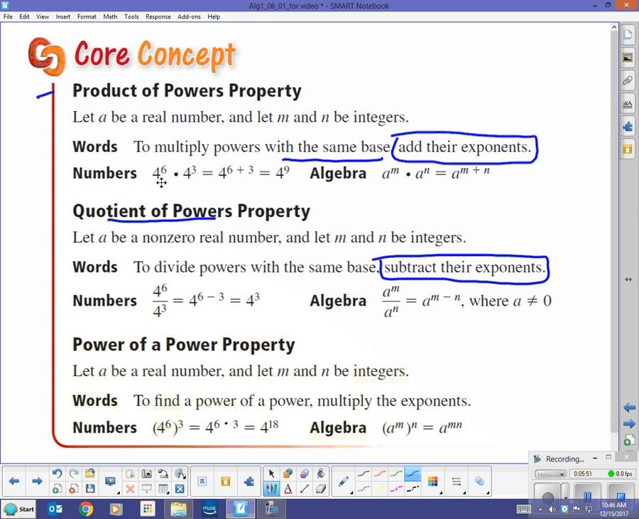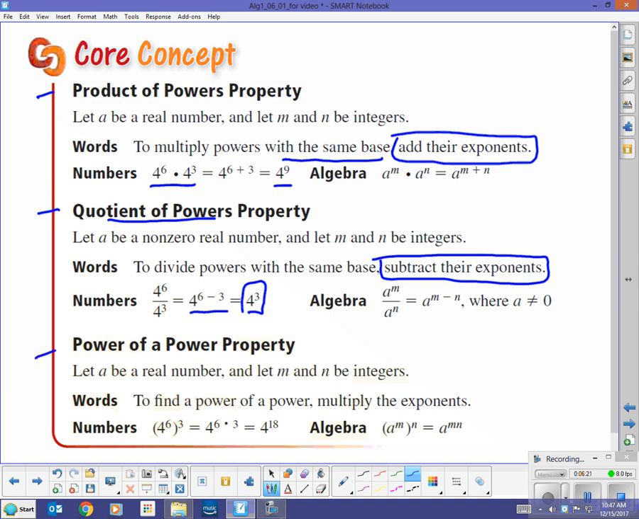So for example, 4 to the power of 6 times 4 to the power of 3 is 4 to the power of 9. We add the exponents. For division, 4 to the power of 6 divided by 4 to the power of 3 is 4 to the power of 6 minus 3, or 4 to the third power. Okay, so we subtract the bottom exponent from the top exponent. That's what you have to keep in mind. And sometimes you'll end up with negatives there, so you might have to simplify again.